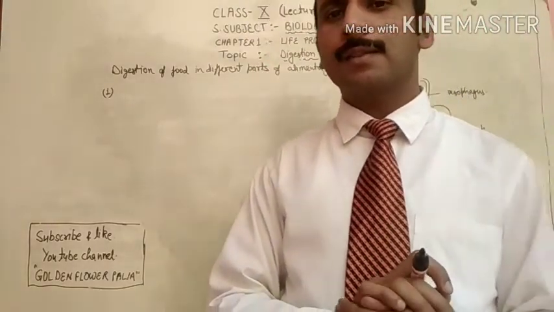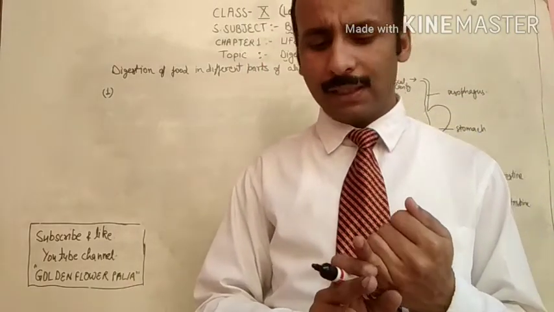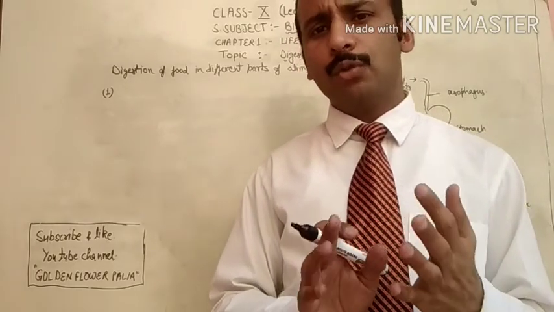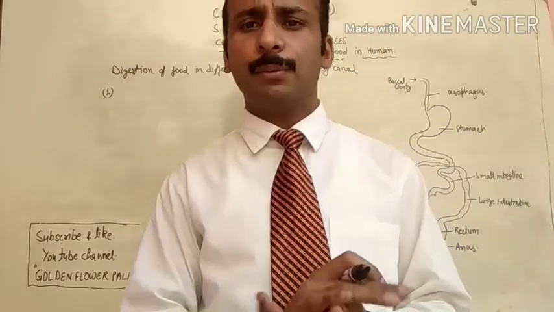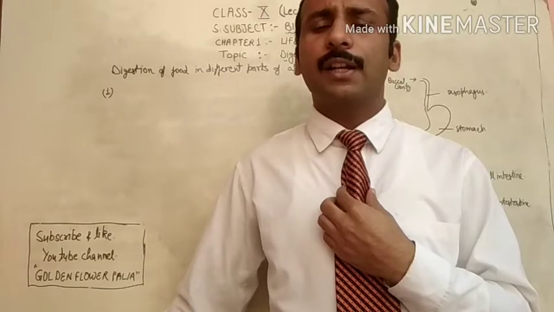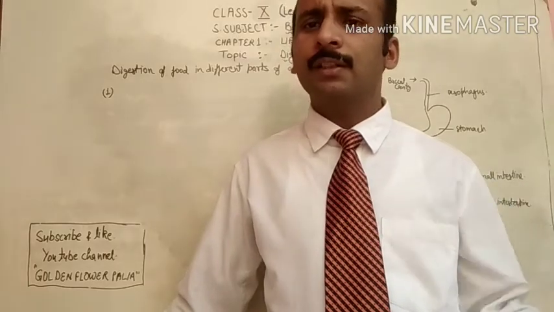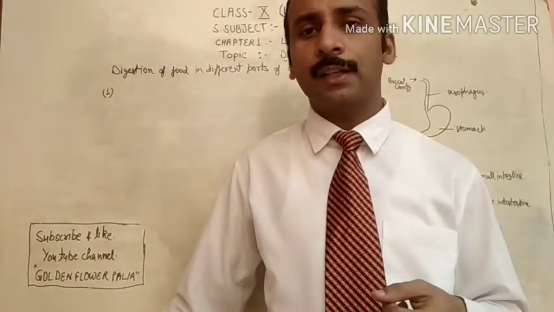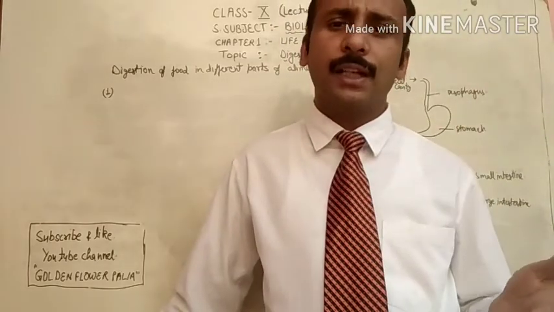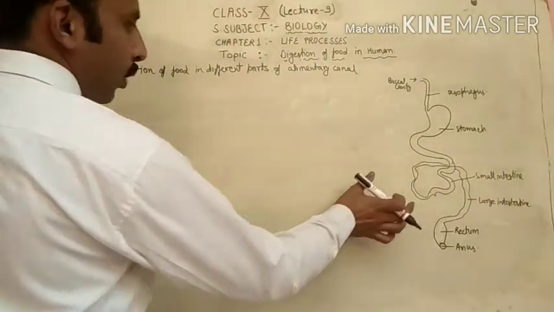You know very well the digestive system of the human being consists of two parts, the alimentary canal and the digestive glands. Now we have to study digestion of food in the different parts of the alimentary canal, meaning when the food passes through the buccal cavity, pharynx, esophagus, stomach, small intestine, large intestine, then rectum, and the undigested food is removed through the anus. So how the digestion of different foods takes place in the different parts of the alimentary canal, today we have to discuss. I have already given a very rough diagram here.